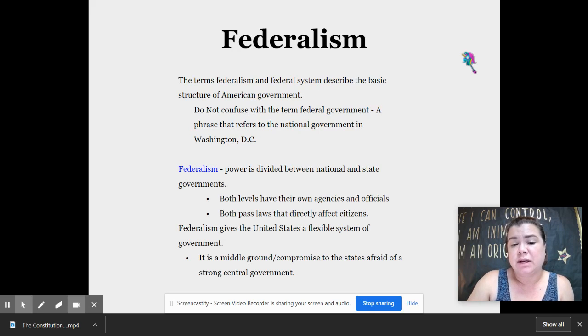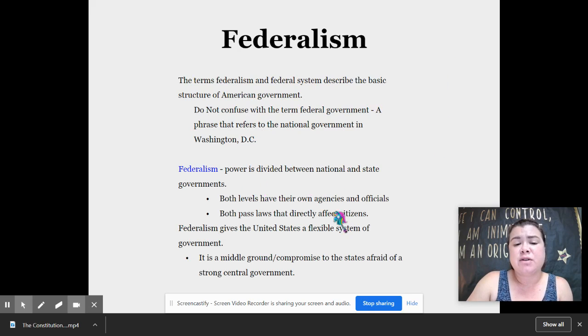At the same time, though, it's a middle ground compromise to the states, because the states never intended to have the central government be more powerful than them. But in order to have a solid system, we had to have a government where the central government was the founding power and could raise money for whatever it needed in order to run the country.